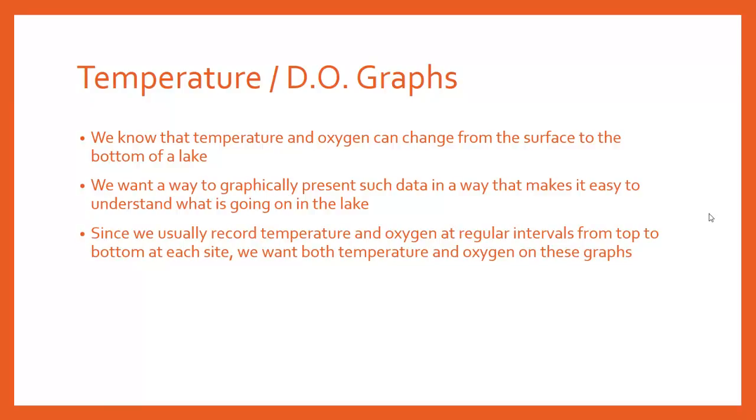Since we usually record temperature and oxygen from the surface all the way down to the bottom at regular intervals, we want to plot that data, and we want both the temperature and the oxygen on the same graph, because they often change in a similar manner, but sometimes they don't. But you really need to look at both of these things simultaneously in order to understand your lake.